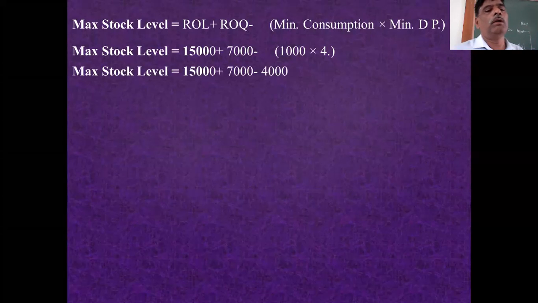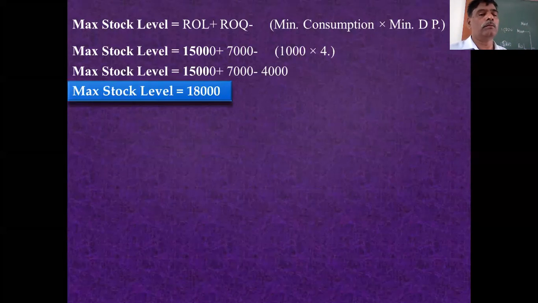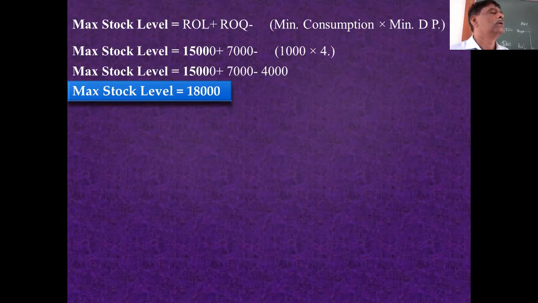So maximum stock level is equal to 15,000 plus 7,000 minus 4,000. Sorry, maximum. Maximum stock level is 18,000. Okay, this 18,000 is the correct answer. Whatever you calculated yesterday, that is correct. I agree with your statement.